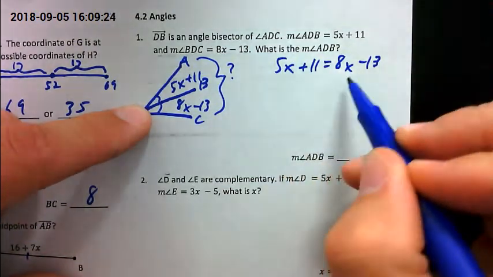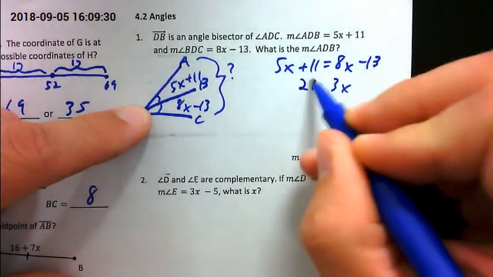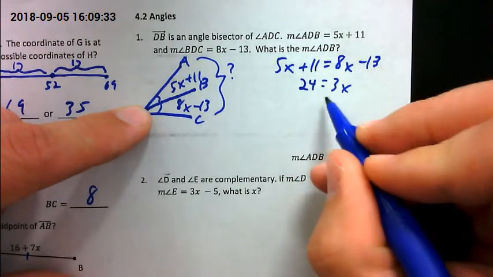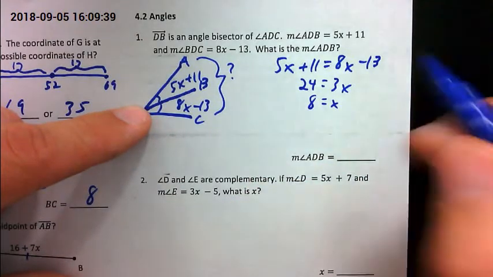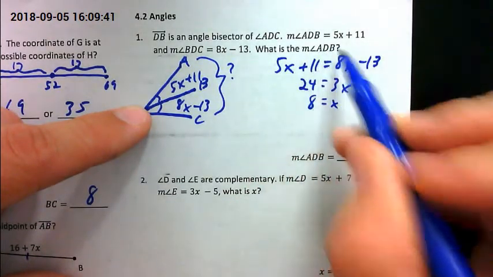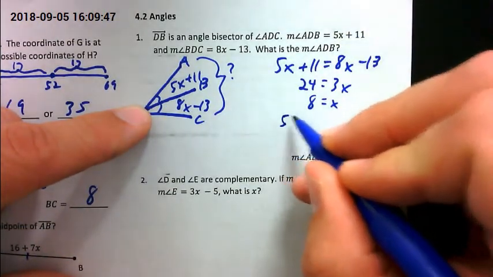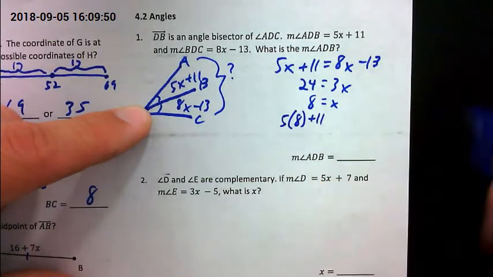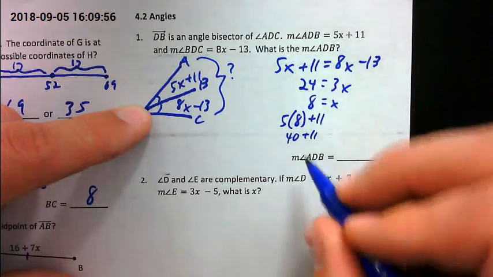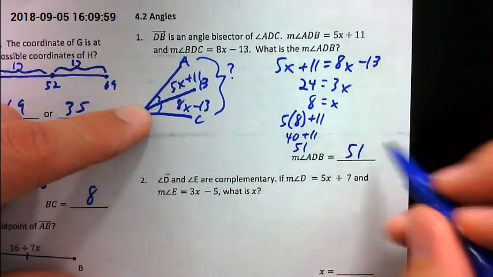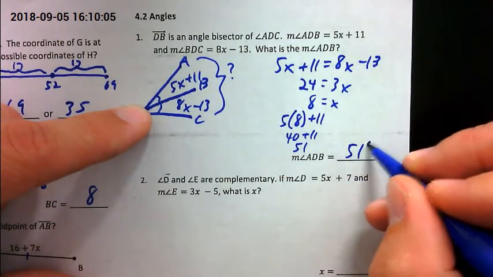Bring the x's over to one side, so subtract the 5x, you get 3x. Bring the 13 over, add that 13, you get 24. Get x by itself, divide by 3. That's 8. Now that you know x, that's still not our answer because it's asking for the measure of angle ADB. So we have to plug it back in. ADB was represented by this expression. So 5 times 8 plus 11. 5 times 8 is 40, plus 11 is 51. And now, this is the measure of an angle, so we should have a unit here. This is in degrees.